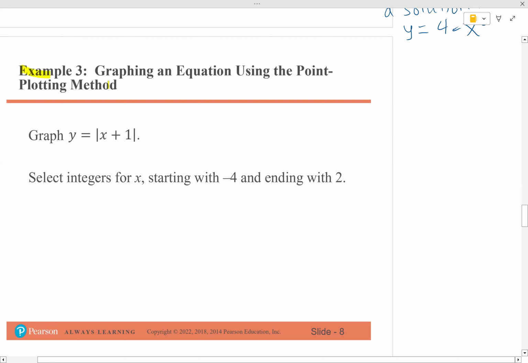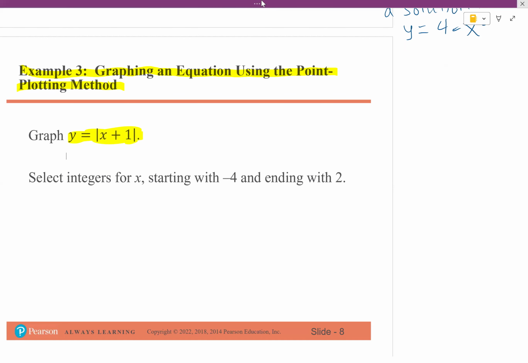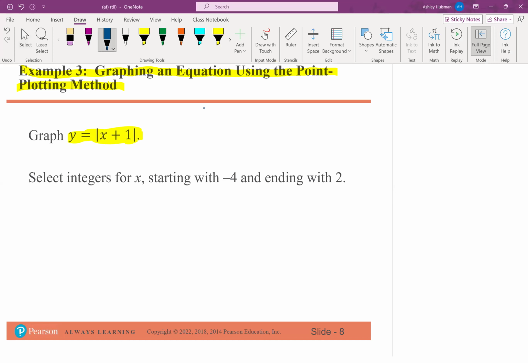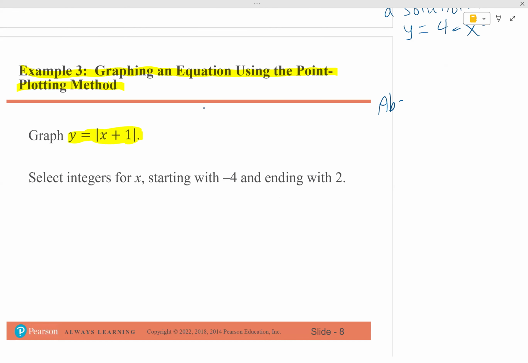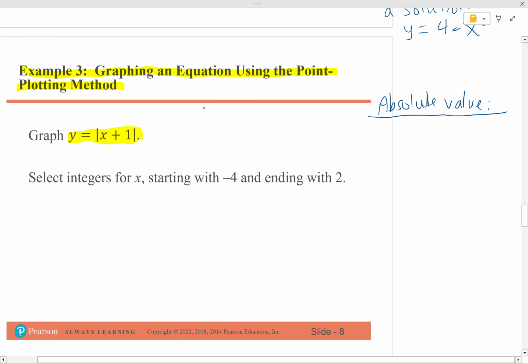Okay. Now it's graphing an equation using the point plotting method. So here's an equation, y equals absolute value of x plus 1. I didn't really talk too much about absolute value, so maybe I should talk about that real quick, just in case. Absolute value, you may have seen it before, maybe not. Doesn't come up too often, but when it does come up, we're all expected to remember what it means. It just makes any number positive. That's all.